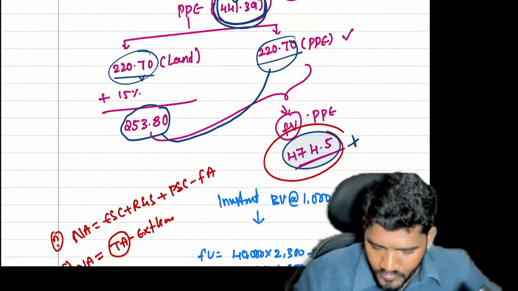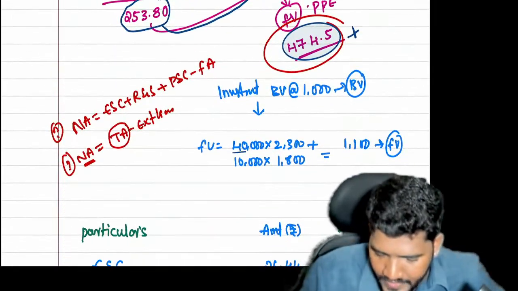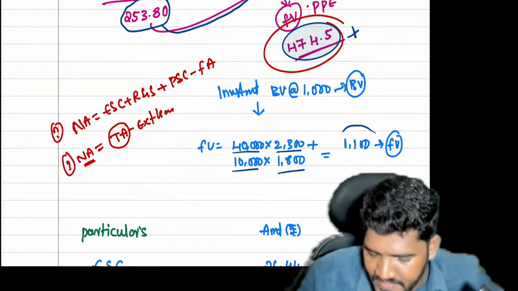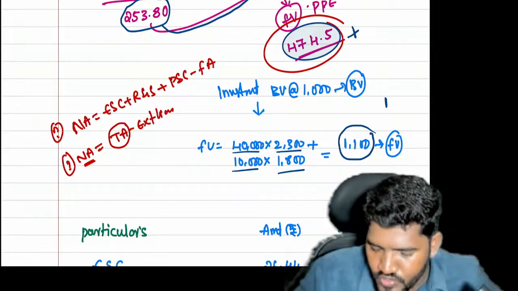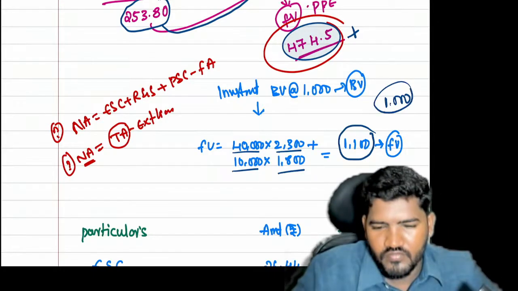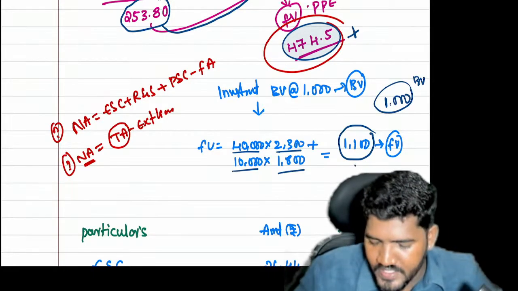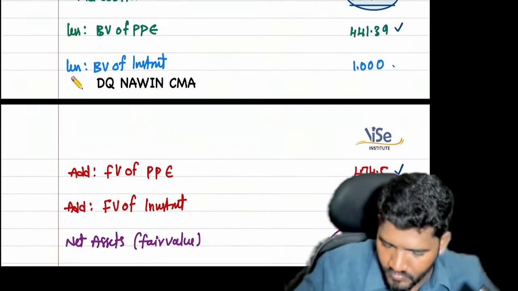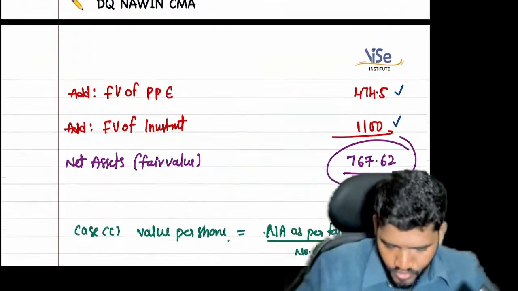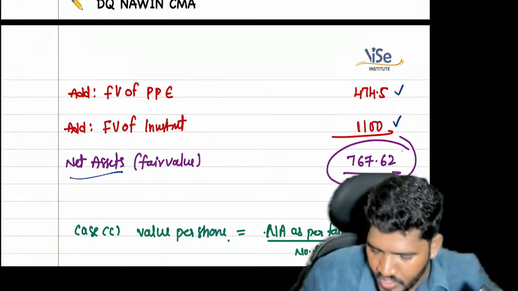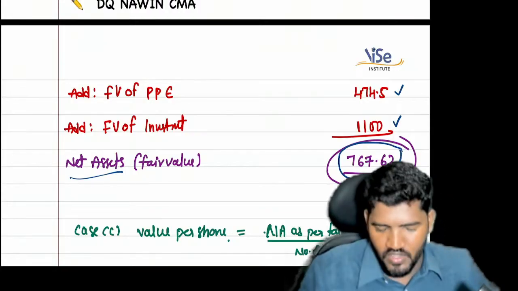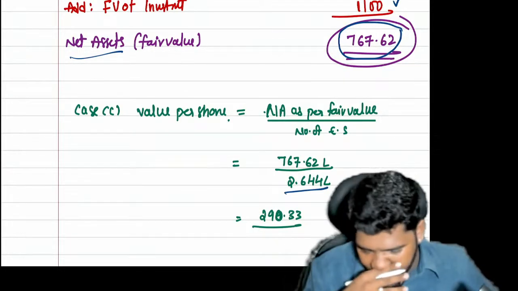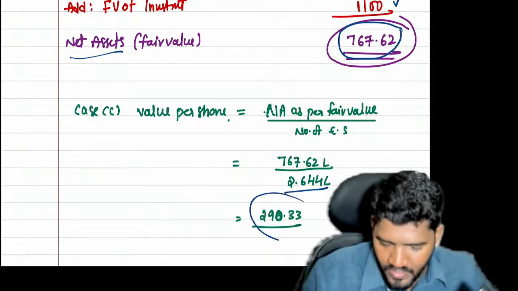Next, investment calculation. 40,000 into 2,300, 10,000 into 1,800. The answer is 1,100. But in the books of accounts, you recorded only 1,000. This 1,000 is the book value. This 1,100 is the fair value. So less the book value, add the fair value. So you will get net assets at fair value 767.62. They have given the number of shares also in the question, 2,64,000. If you divide by the shares, you will get the value per share.